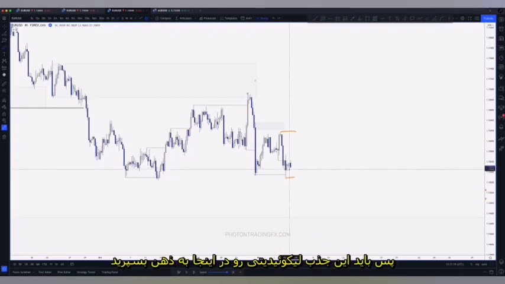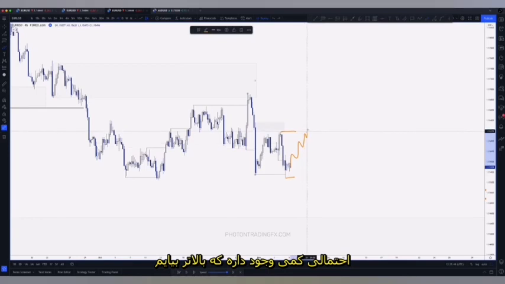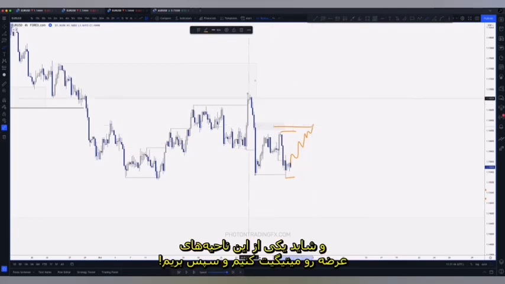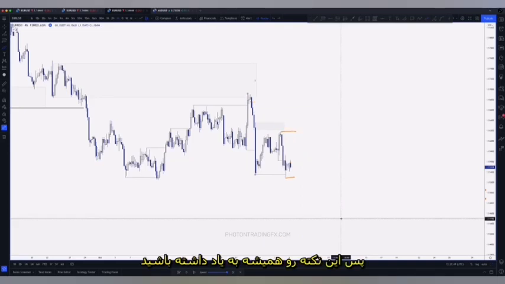So you have to bear that in mind, that potentially because we've had a liquidity grab here, there is a small possibility that we could come up higher, potentially mitigate one of these supply zones up here, and then we go. All right, so you always have to bear that in mind.